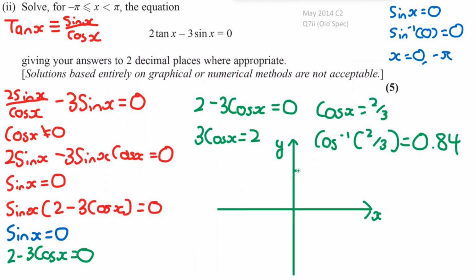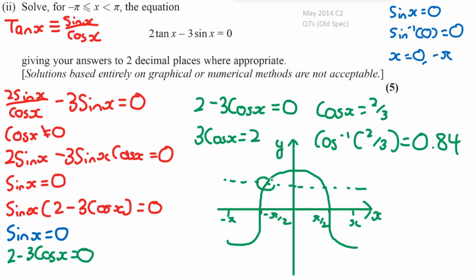And then I've just drawn a quick pair of axes, and now we need to draw the cos graph. So it starts from here, and we'll say that 2 over 3 is about here, and we can see that there are two solutions, and we know this one here is the 0.84, and because of the way the cos graph works and it's symmetric around the y-axis, this here is going to be minus 0.84. So therefore the x values are 0.84 and minus 0.84.